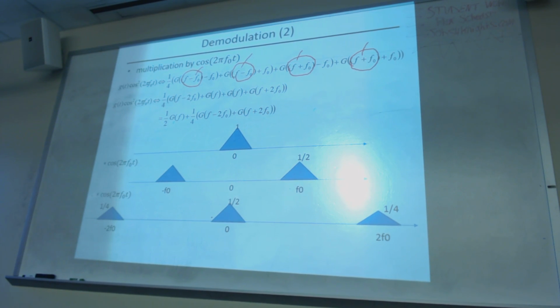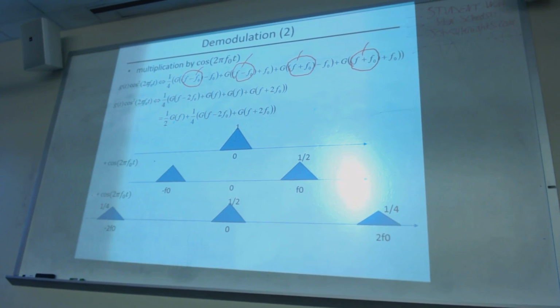When you multiply by cosine, it shifts both of them, right? Both of them to the left, both to the right. Then where does the one in the middle come from? Because I thought you were going to shift it to the right and then shift it to the left. That's how you would get the one in the middle.